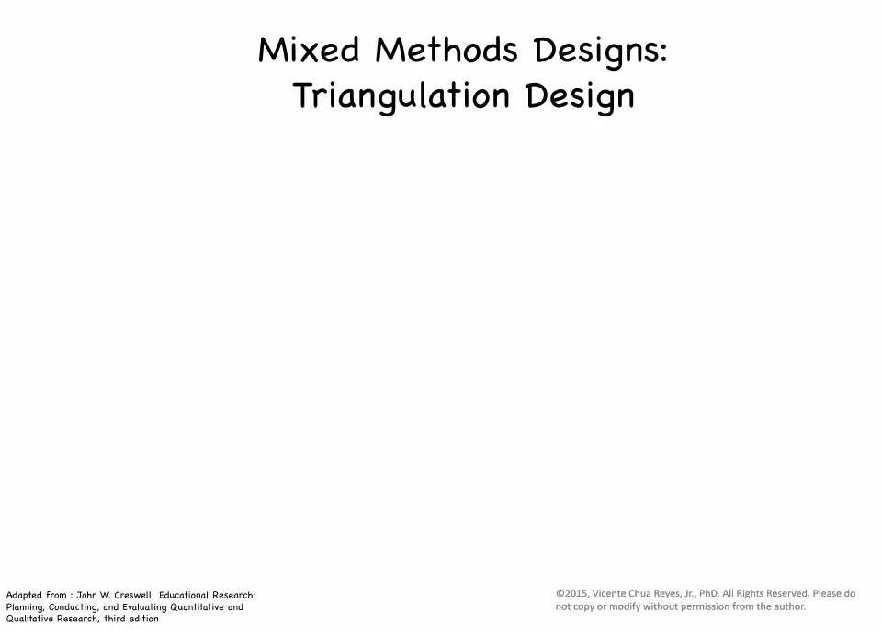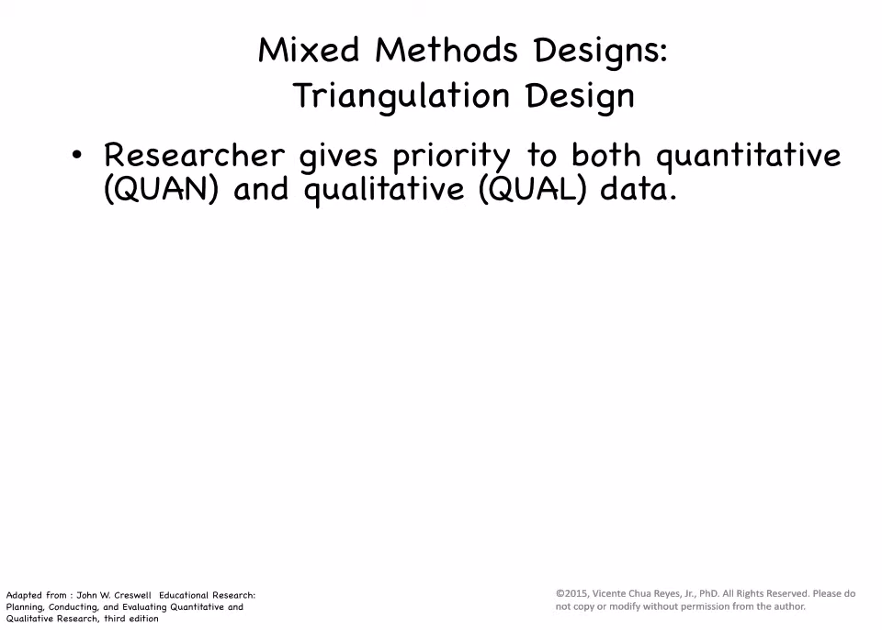It would now be timely to talk about mixed methods. In mixed methods, there are actually three types of designs, three groups of mixed methods designs. The first one would be referred to as triangulation designs. In triangulation designs, the researcher gives priority to both quantitative, represented as uppercase QUAN, and qualitative, uppercase QUAL data.